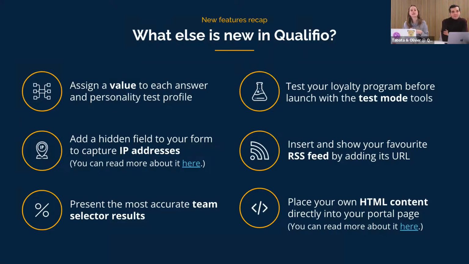And then we have added 2 types of content that can go on your portal page. The first one is to display RSS feeds, and the second one is to be able to place your own HTML content directly on the page.